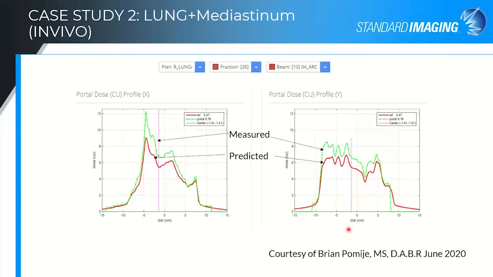And so here you can see, for example, the predicted versus measured profiles. If you look deeper into the plan, these are for fraction 35, that first failing fraction for ARC4. And so the ARC4 gamma map showed hotter areas, which is also highlighted in these X and Y profile graphs. The red line shows the predicted in both graphs, whereas the green is the measured.